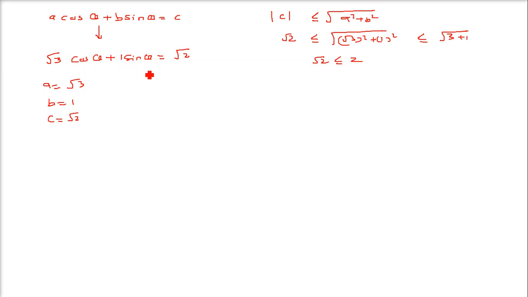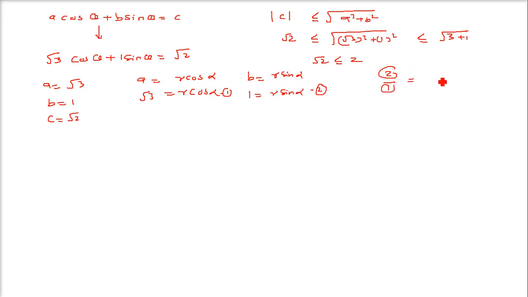What we will do? We'll put a equal to r cos alpha. That is, a is root 3, so root 3 equal to r cos alpha. Similarly, we'll put b equal to r sin alpha. What is b? 1. So 1 is r sin alpha. This is our equation 1, and this is equation 2. So when we divide these two equations, say 2 divided by 1, what do we get? R sin alpha by r cos alpha. What do we get? Tan alpha.